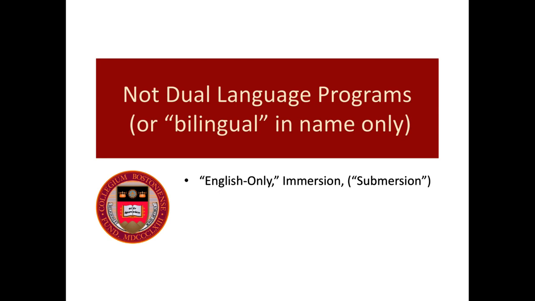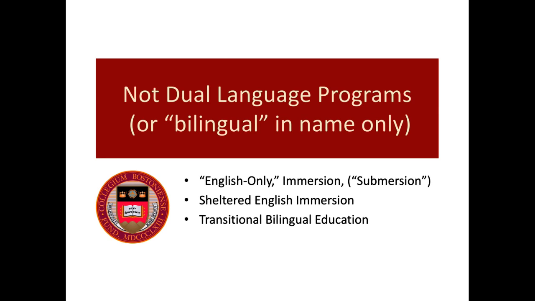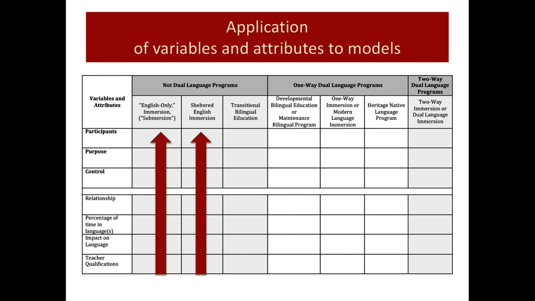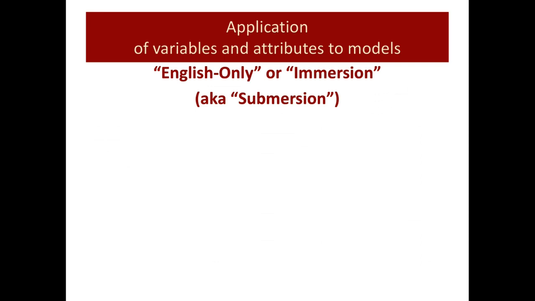So we'll be looking at English only, sometimes known as immersion or submersion programs. We will be looking at sheltered English immersion, and we will be looking at transitional bilingual education programs. So again, going back to your handout, we'll be looking at this column, and this column. So in the first column, in this section of your handout, we'll be looking at English-only immersion, or what is often called submersion.